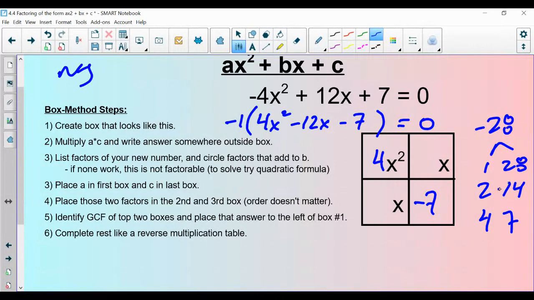2 and 14 could, if the 14 was negative and the 2 was positive, they do add to negative 12, and when you multiply those two things, you do get negative 28. So those are the two numbers that go in the second and third boxes. Once again, it doesn't matter what order you put them in these boxes.